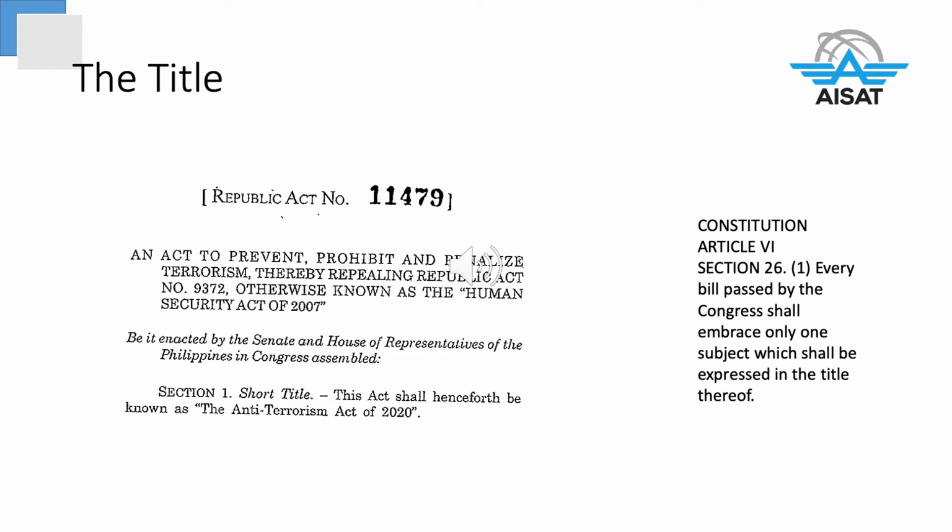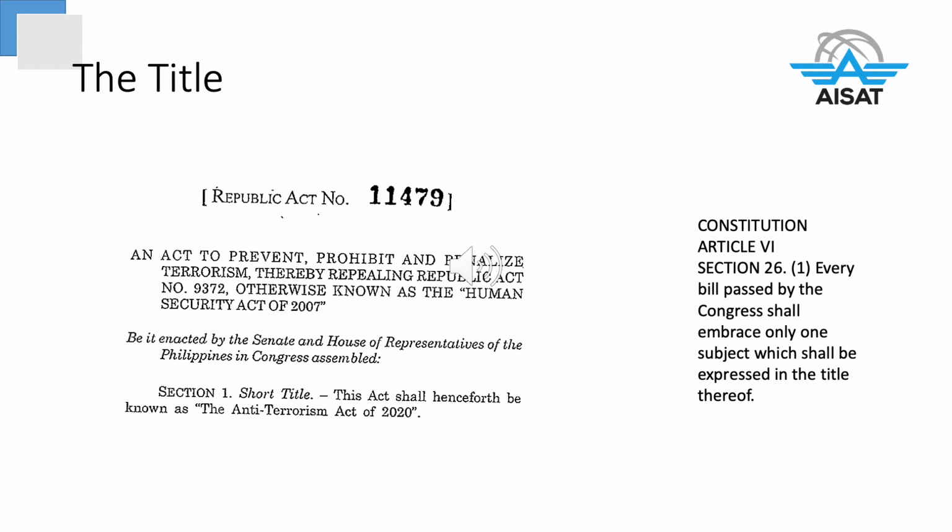So here we see that the title of RA 11479 only has one subject, right? It says it is an act to prevent, prohibit, penalize terrorism. But here it says that it repeals Republic Act number 9372. To repeal a law means simply that you're saying that law is no longer effective. So once this Act 11479 comes into effect, then the other act, Republic Act number 9372, known as Human Security Act of 2007, is no longer effective. That is what is meant by to repeal.